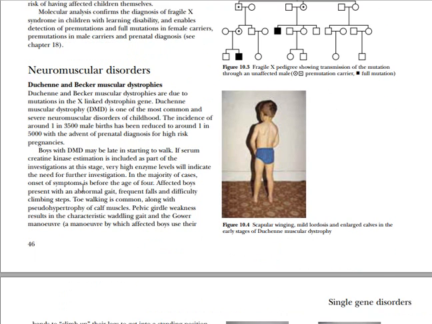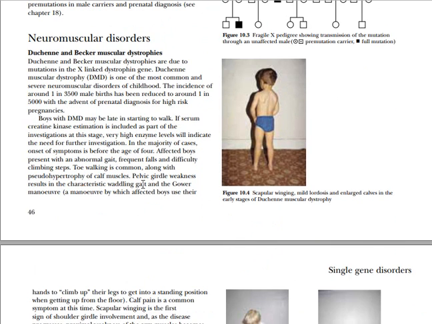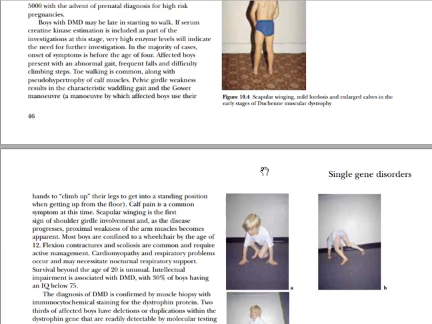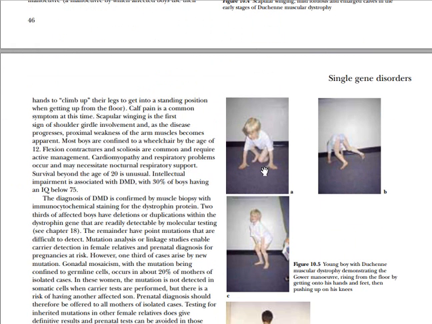Now, what are the clinical features? From this patient here, you can see scapular winging, you have lordosis, you have enlarged calves. So those are certain characteristics that the patient is going to have. And on clinical examination, you can do the Gower maneuver. In the Gower maneuver, the patient is going to try to stand using the 2 hands. The 2 hands are going to press on the floor, since the legs are very weak.